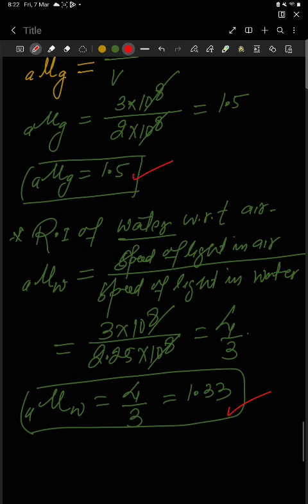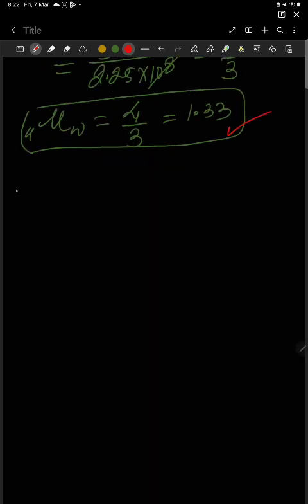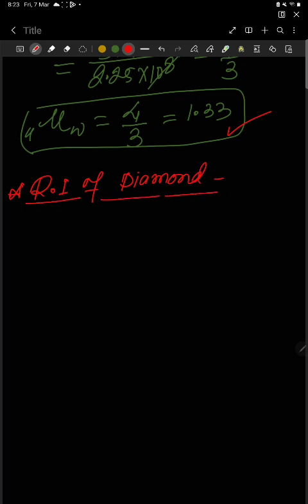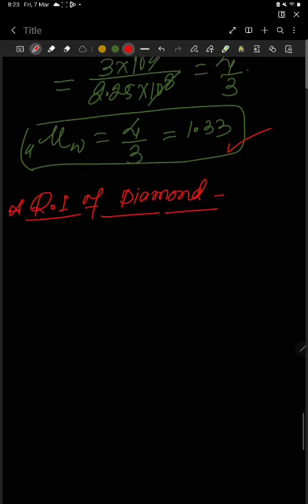Okay, so now tell me, suppose refraction happens in glass and water, which will bend the light ray more? This glass is going to bend the light ray more because its refractive index is more. Now one more thing you have to remember, the refractive index of diamond, as we know that diamond has a high refractive index compared to glass and water. Okay, so the refractive index of diamond is equal to 2.41.